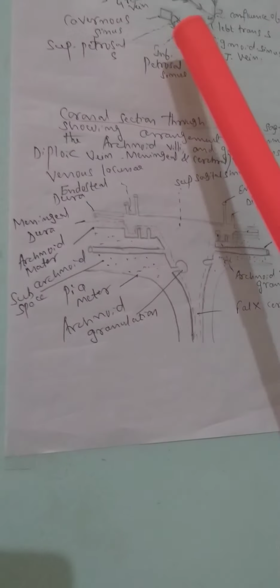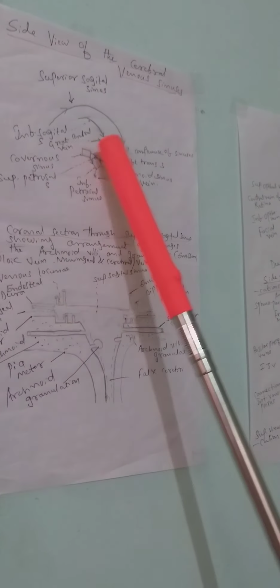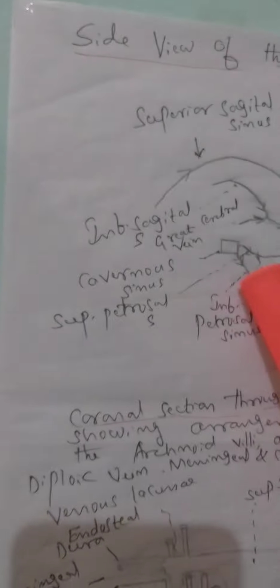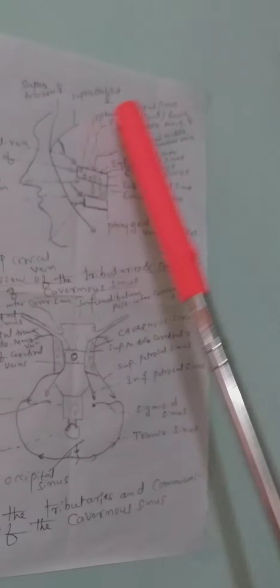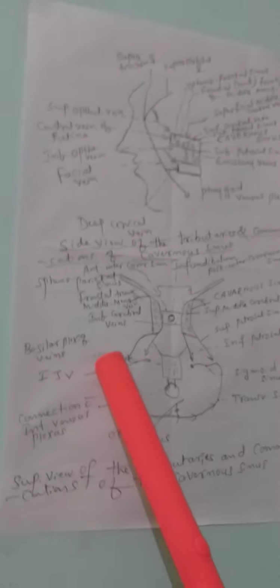Then there is the straight sinus. There is one more sinus here, the internal jugular vein, and the superior petrosal sinus. You can see here the sigmoid sinus. Moreover, you can see the pterygoid venous plexus, which drains into the cavernous sinus here. There is the sphenoparietal sinus, and the basilar venous plexus, which drains into the vertebral venous plexus.